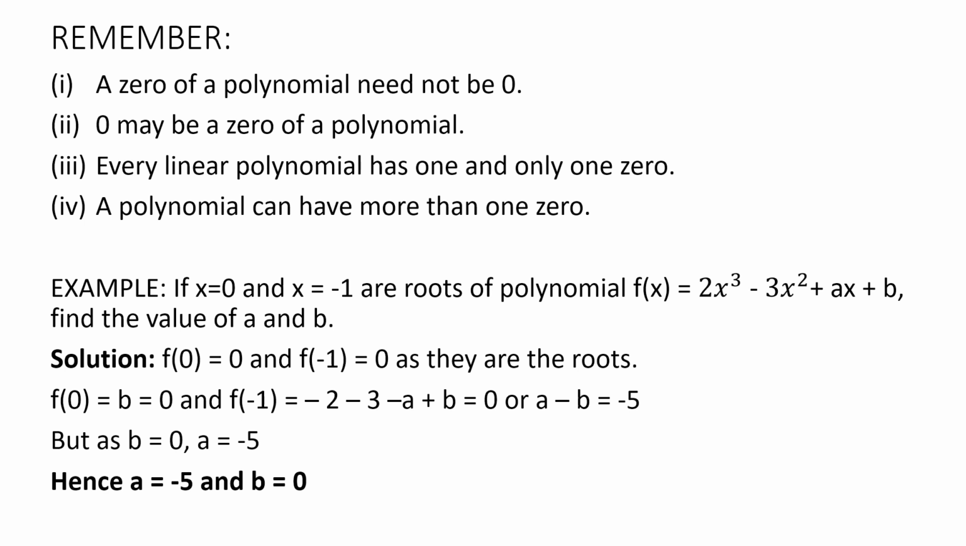So just put x = 0. You will get f(0) as b and that is given to be equal to 0. When you put x = -1, the expression is -2 - 3 - a + b, and since it is a zero, the value will be equal to 0. So solving it, we get a - b = -5. b is equal to 0, a - b is -5. So putting the value of b as 0, we get a as -5. Hence the unknown values are a = -5 and b = 0.